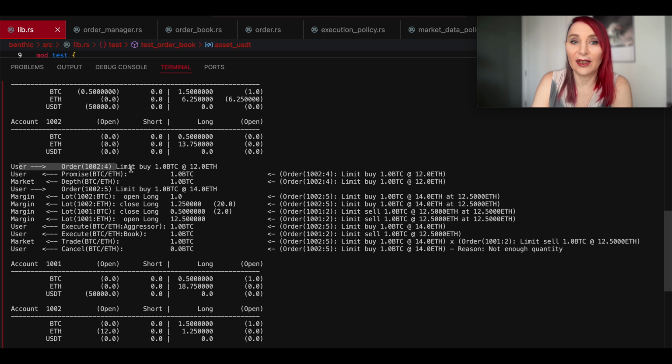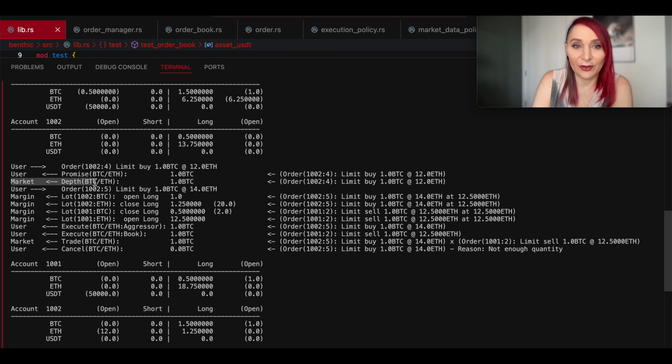User 2 sends another order, this time to buy 1 Bitcoin at 12 Ethereum, okay? So user 1 is selling it for 12.5 and they want to buy at 12. So there is no match. These orders have no match. So you can see that they get a promise that they would buy 1 Bitcoin at 12 Ethereum in some future. Okay, promise means the order is on the book, it's waiting.